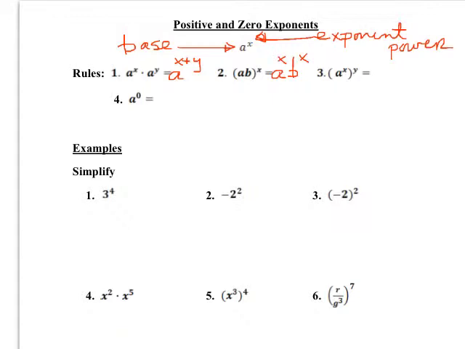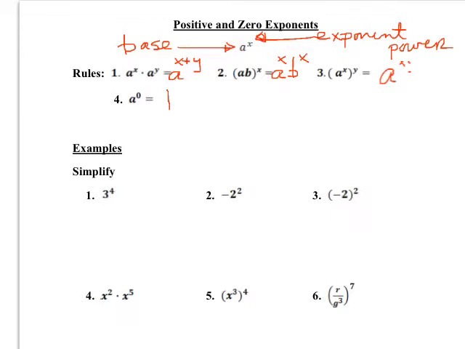Next rule says if I have a to the x to the y, so it's like a power to a power, what you do is you multiply those exponents. So this becomes a to the xy. And last but not least, this one says anything to the 0 power is always equal to 1. And there you go. There's 4 basic rules of exponents. Now there's others, and we're going to talk about those.